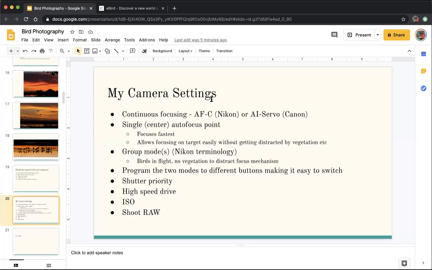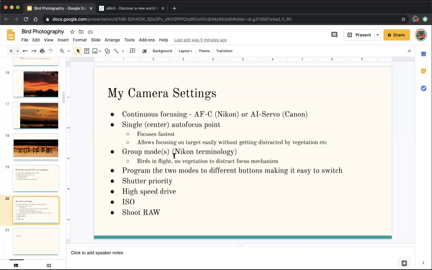making sure that I'm using the high-speed drive, or even the low-speed or high-speed drive. I'm not in single shot mode. So what that means is that when I press the button, the camera just keeps taking pictures. It doesn't just take one and stop.